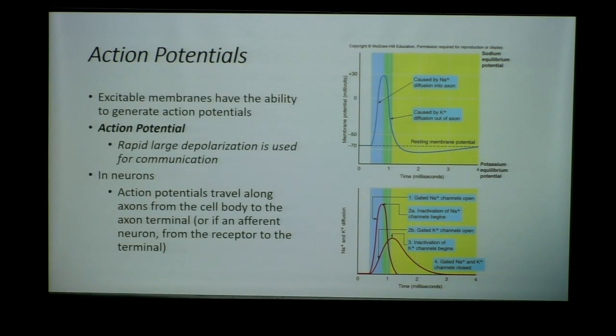Okay, let's talk a little bit about what an action potential is. We described it earlier as being unidirectional. We also said that it was all or none, right? It's a rapid, large depolarization used specifically for communication. So this is how we can have electrical signals being communicated from cell to cell, from cell to muscle, right? And again, when I say cell here, we're usually speaking about neurons, right?